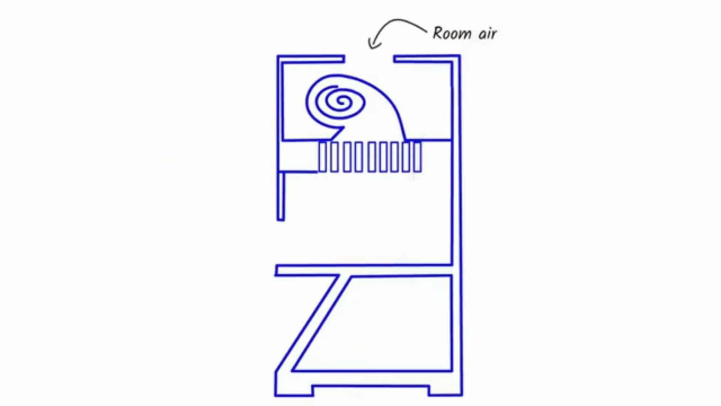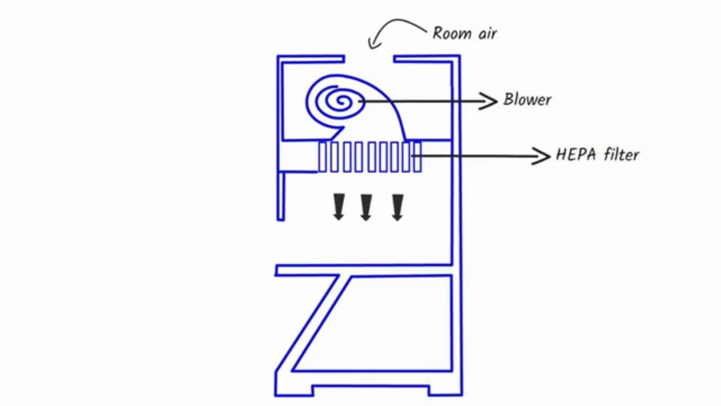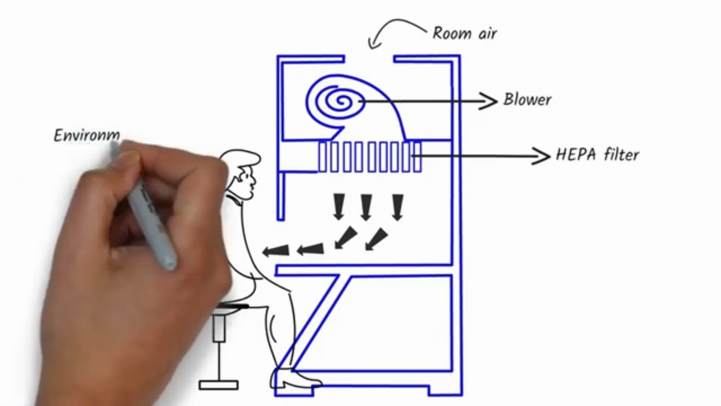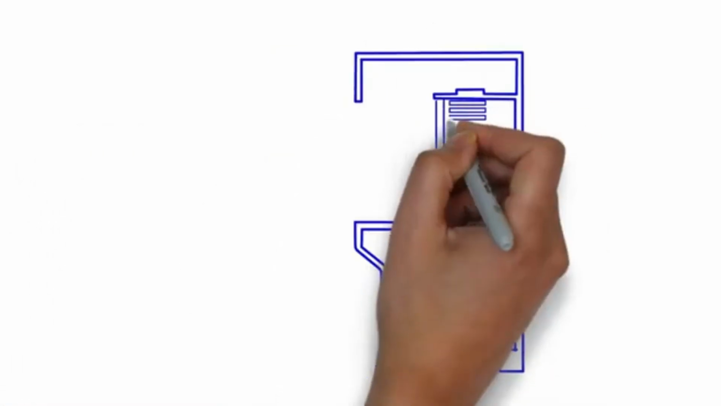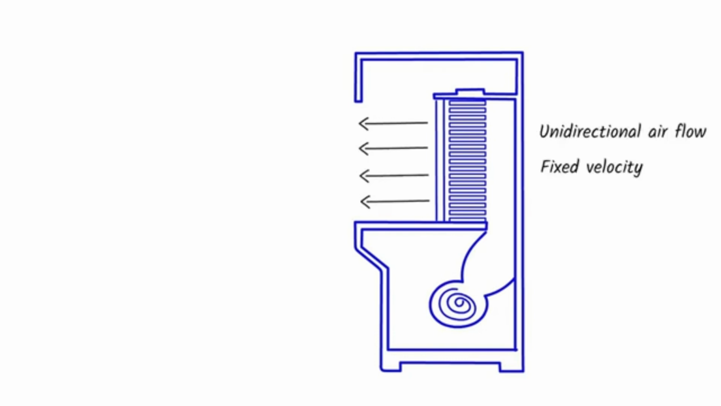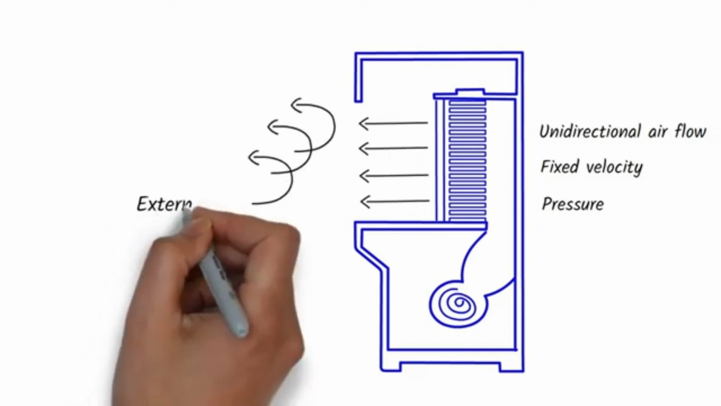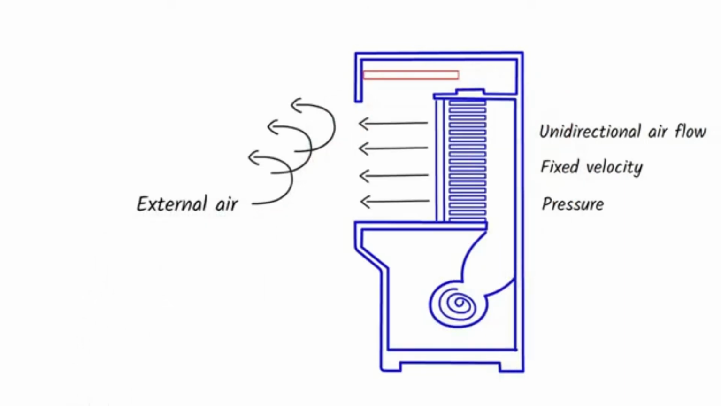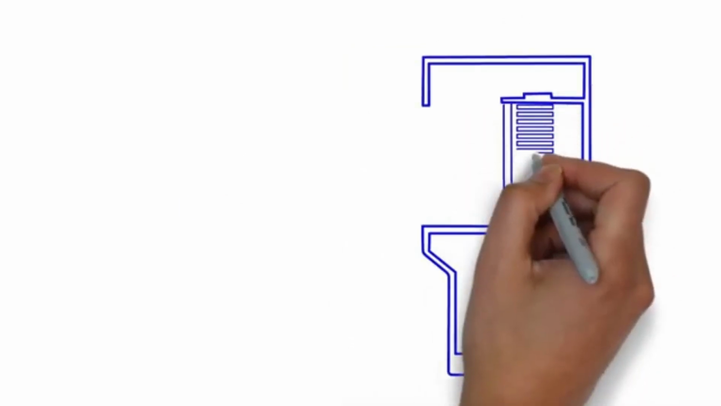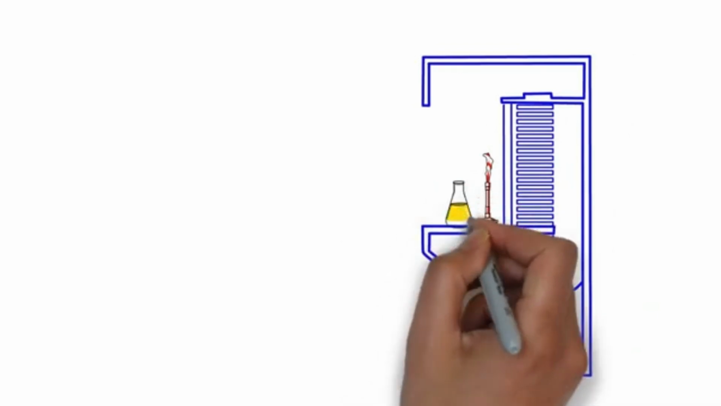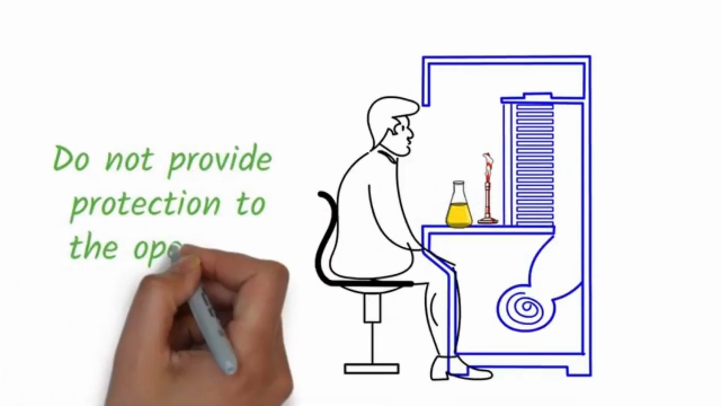The air from the surrounding environment is pulled by the blower and released into the working area through the HEPA filters. From the workbench, most of the air is moved towards the face of the operator and then back to the environment. The laminar airflow cabinets provide a unidirectional airflow with fixed velocity and pressure. The pressure inside the cabinet does not allow external air to enter the cabinet. Some laminar airflow units are equipped with UV light to sterilize the interior surfaces and components before the operation. The laminar airflow cabinets are used for culturing of non-infectious organisms, as they do not provide protection to the operator.